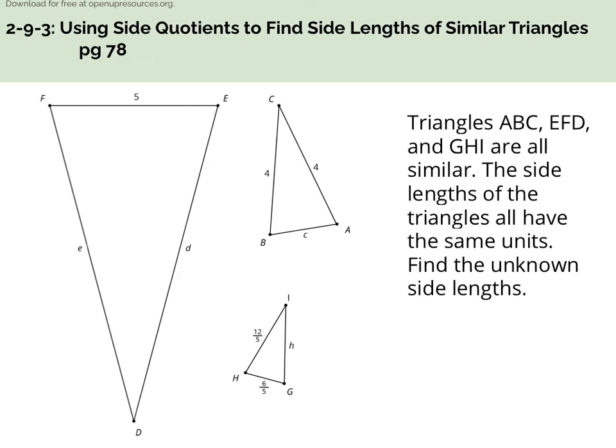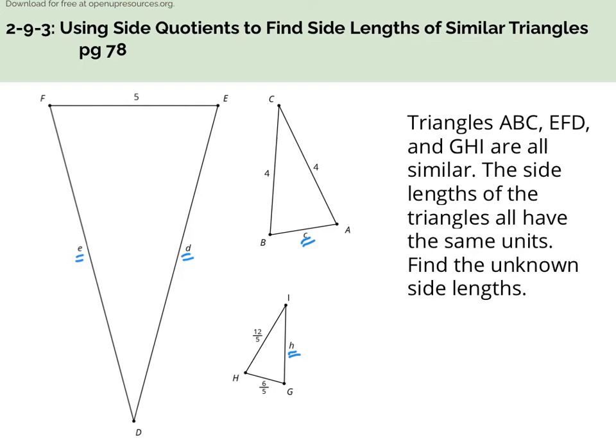So let's turn to page 78 and try this ourselves. Here we have triangles ABC, EFD, and GHI, which are all similar. The side lengths of the triangles all have the same units. Find the unknown side lengths. We can use the idea of a quotient or a fraction to find the different side lengths. So we are looking for E, D, and H, and also C. Let's pause for a second, find all of those side lengths, and figure out what they are. Pause at this time and answer that question.